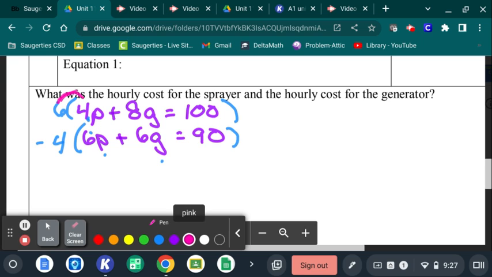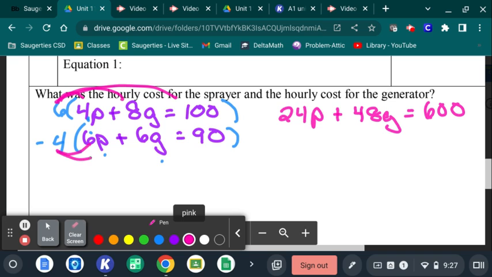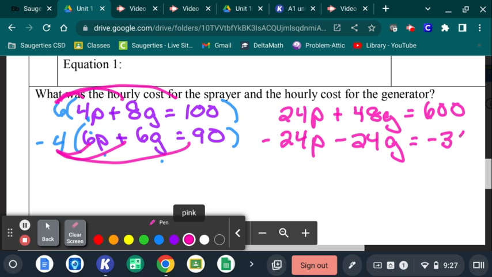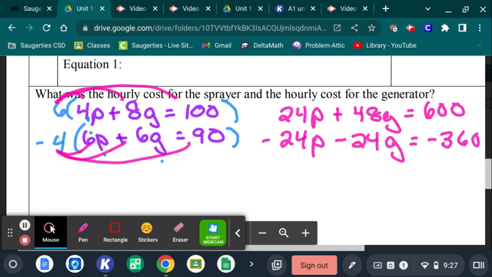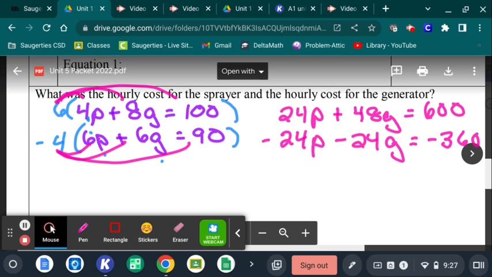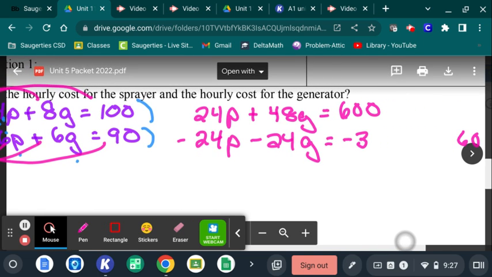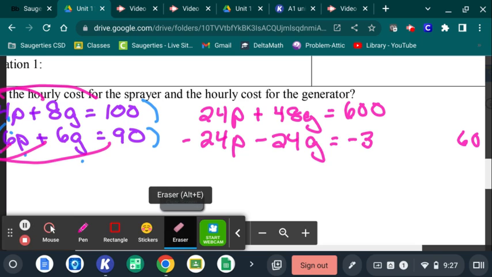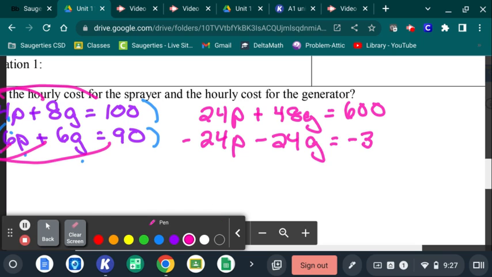Now I'm going to carefully distribute. 24P. These numbers can get big, and that's okay. We got calculators. 48G equals 600. And now I'm going to very carefully distribute negative 4. Negative 24P minus 24G. Okay, oops. Trying to give myself some space. Oopsie. I lost my 360.